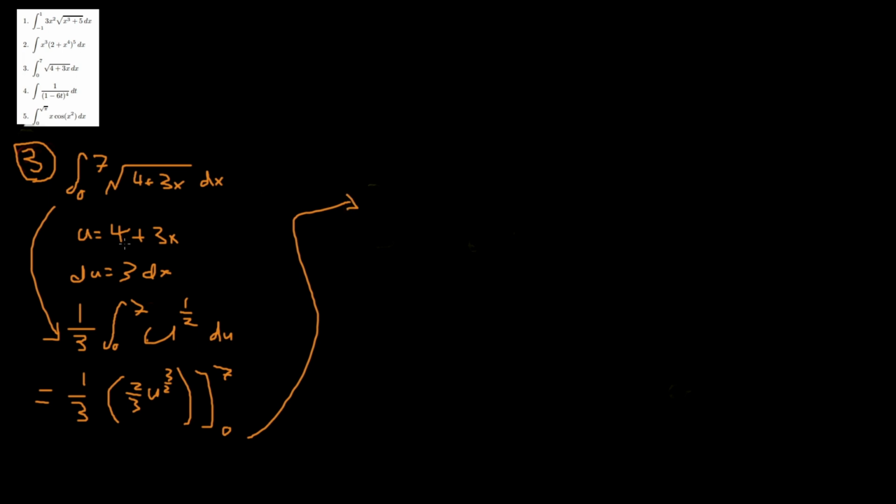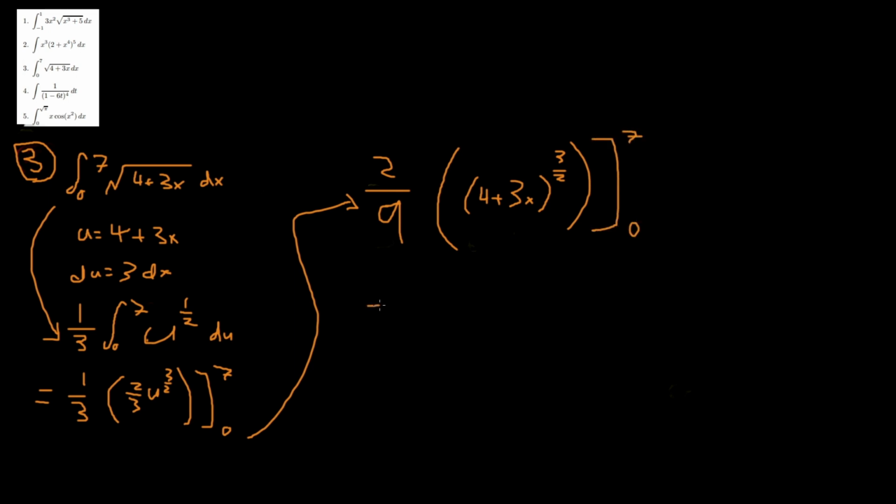So we take this up here, we substitute 4 plus 3x back in for u, and we can factor out a 2/9, because we have 1/3 and 2/3 here, times 4 plus 3x to the 3/2 evaluated from 0 to 7, which is just equal to 2/9 times, so 7 times 3, that's 21, plus 4, that's 25, so the square root of 25 cubed minus the square root of 4 cubed.